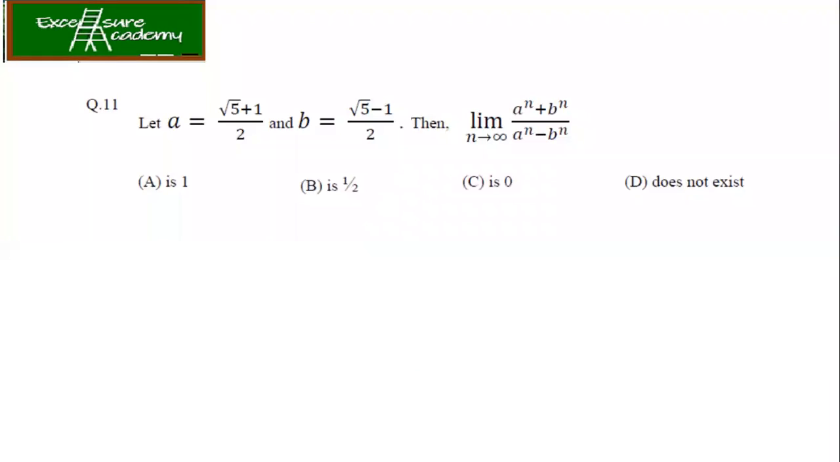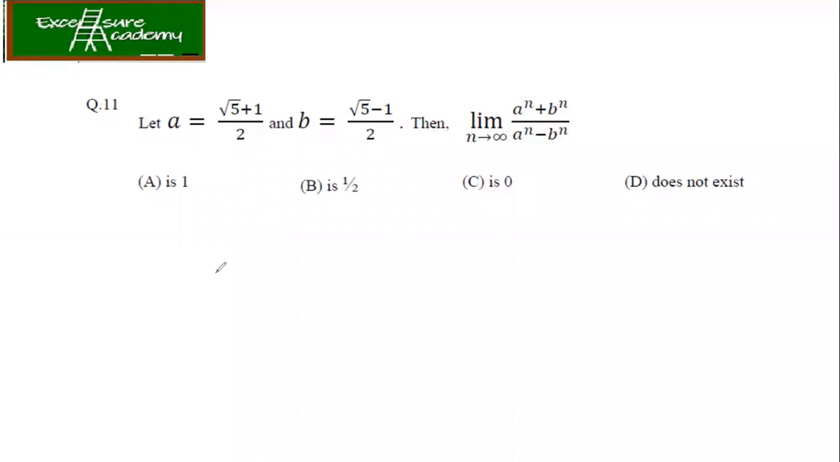Your 11th question belongs to maths, limits and derivatives. Let A equal root of 5 plus 1 by 2 and B equal root of 5 minus 1 by 2. Then limit n tending to infinity of a raised to n plus b raised to n, divided by a raised to n minus b raised to n, will be what? This is the way we are going to solve it.